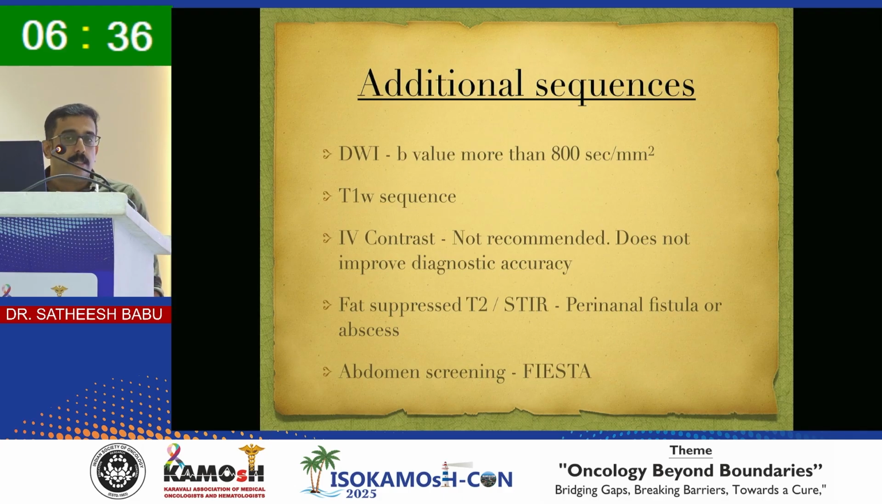Abdominal screening is routinely taken because sometimes, even though we take a metastatic workup, PET CT or CT, small liver lesions can be missed. So those lesions can be picked up in MR screening of the liver.